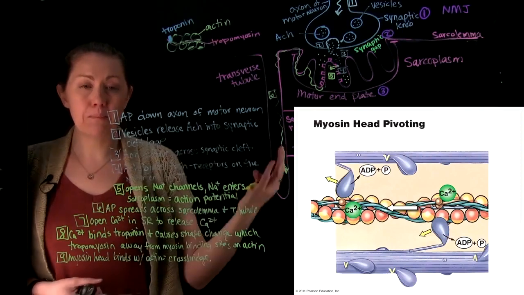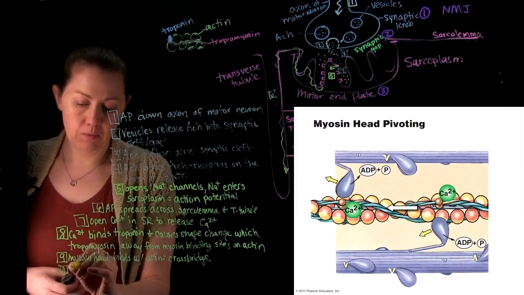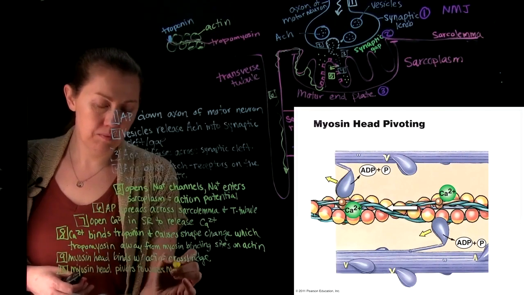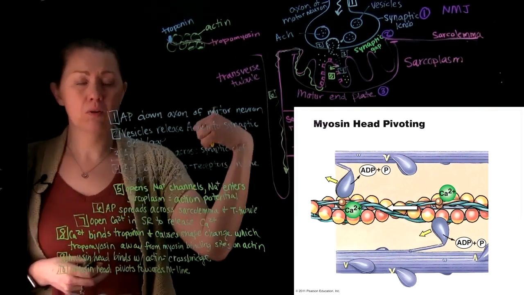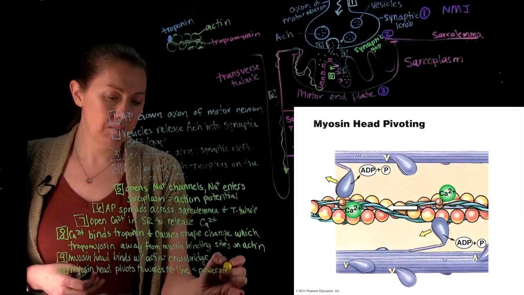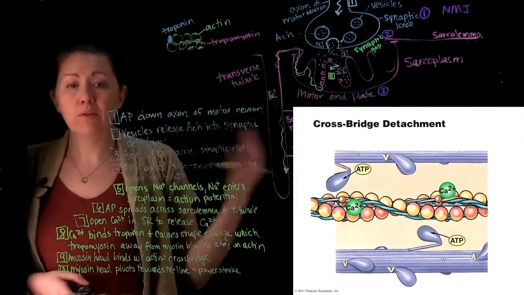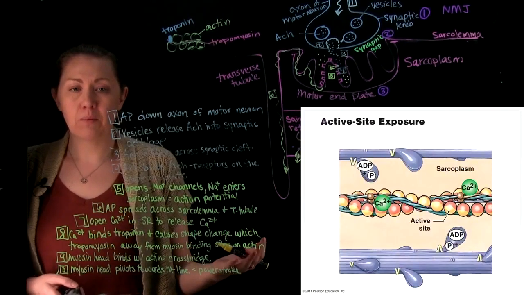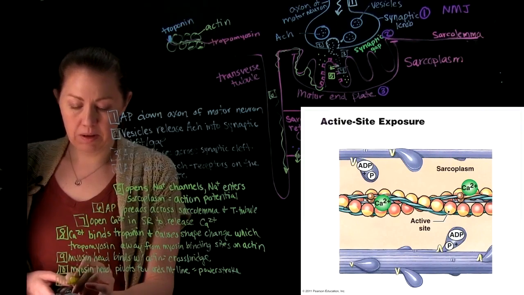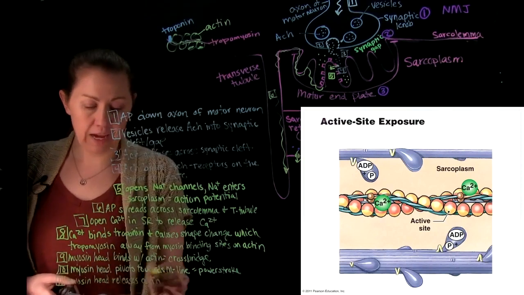So now we're gonna do a power stroke. We're gonna pivot towards the M line, or the middle of the sarcomere. So that's your step 10. The myosin head pivots. So you're pivoting towards the M line. You're pulling it towards the middle of the sarcomere. That's your power stroke. You'll then release it using ATP and then repeat the whole process all over again. So then we're going to be set back to your original position. So step 11, myosin heads release. So you're going to let go of the actin.